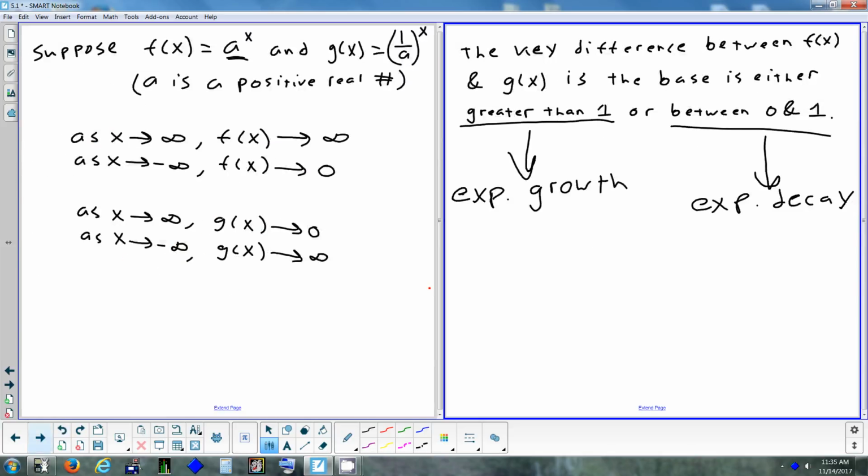Will you ever have a base that is negative? When we're talking about exponential functions. No, that's one of the very first things we said. The base has to be a positive number, not equal to 1. So what would happen if the base was negative? Don't worry about it. We're not going to do that. So your base is either greater than 1 or between 0 and 1.